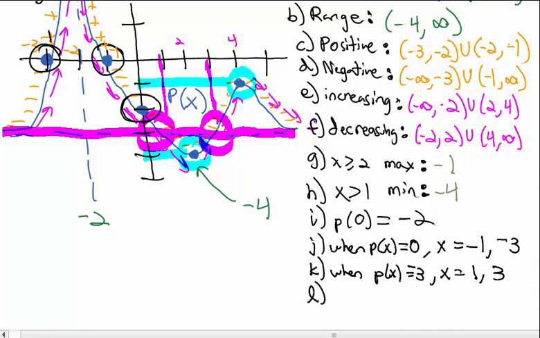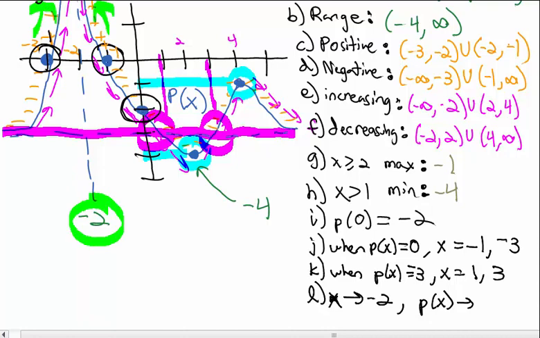I have two more I'm going to try and squeeze on here. When we write x arrow negative 2, what that means is we want to know what the graph is doing as it gets close to negative 2. Not actually on negative 2, but when it gets close to it. What's the behavior doing? What's it trending towards? When x is getting close to negative 2, P of x is getting close to what? Well, close to negative 2, that's the asymptote. The graph is going up, up, up, up, up. It's going up to essentially infinity. And that's indeed what we're going to say here. P of x is going to positive infinity.